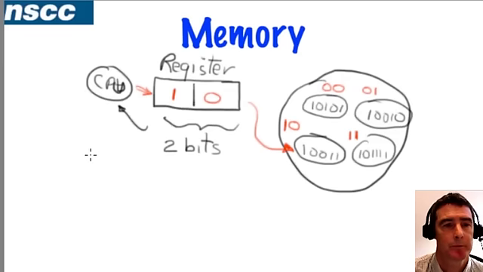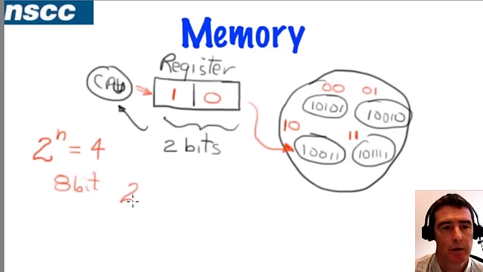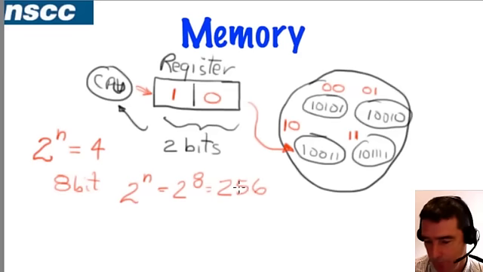2-bit register. How many locations I can actually access is given by a formula, 2 to the n, where n is the number of bits I have here. So 2 to the 2 is 4. If I have an 8-bit register, then 8 bits can access 256 locations, and so on.